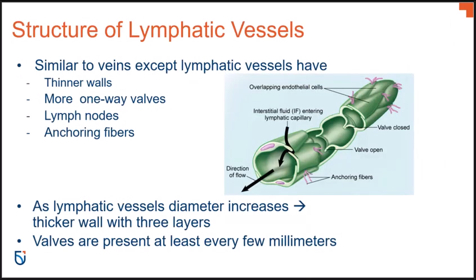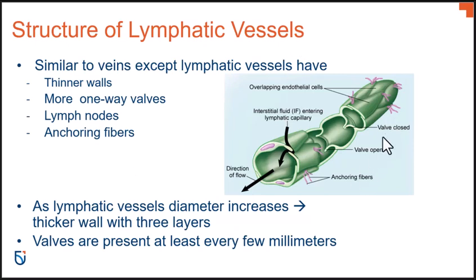We've talked a little bit about how veins possess valves, and the valves are present in order to permit one-way movement of blood. Lymphatic vessels resemble veins in structure, but they do have a few exceptions. So here are a few important differences between veins and their structure and lymphatic vessels and their structure. One is that lymphatic vessels are going to have thinner walls than veins. They have more one-way valves than veins do. They have lymph nodes, and they have anchoring fibers.